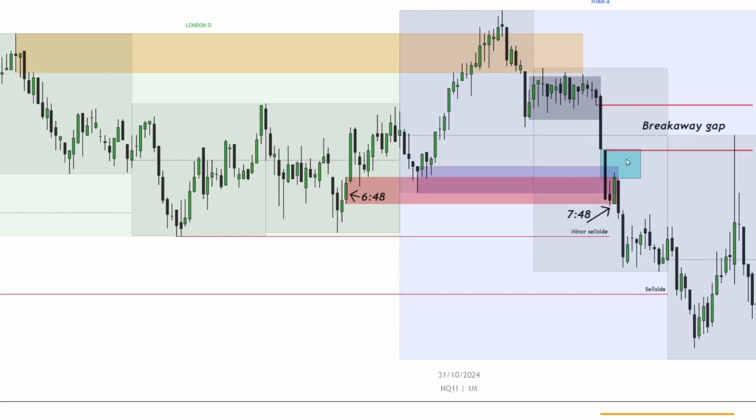Now, I want to draw your attention to this one very specific green candle right here. This candle was made at 7:48. If we go back into our previous cycle, this very specific green candle was made at 6:48. I will not be explaining this any further in this lecture, but if you want to find out more about this, my last lecture is explaining this.